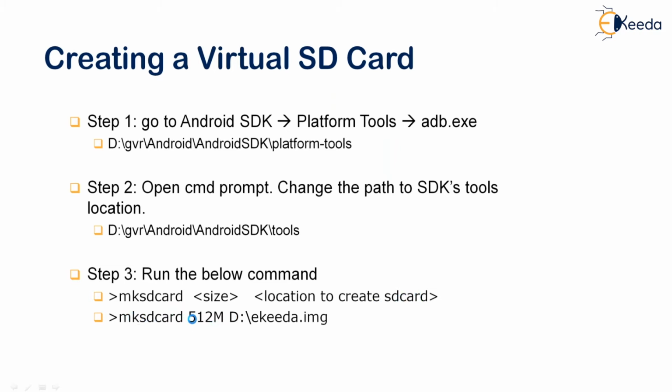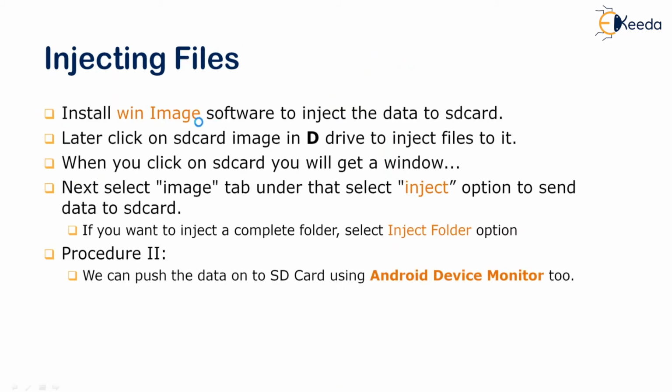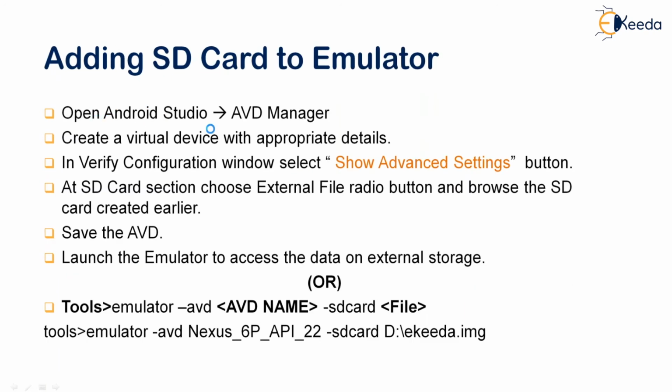Here I have taken an example of 512 MB storage, and in the D drive the name is ekida.img. The .img is an extension for SD cards, meaning images. It is going to be an image format. Later on we can inject the files through software called WinImage, or else through the Android Device Monitor, which is also possible. Two ways are there. Now we'll see how to create an SD card, then we'll come back to how to insert files into it.